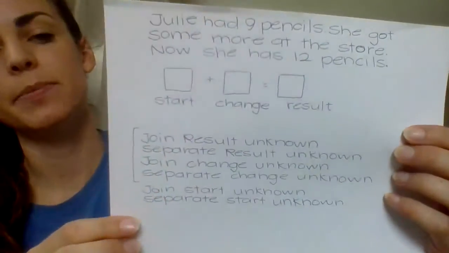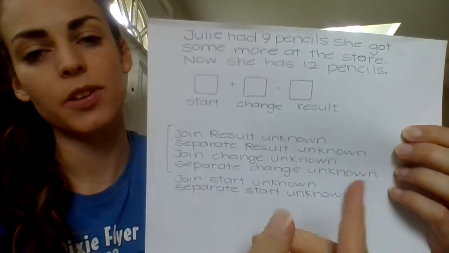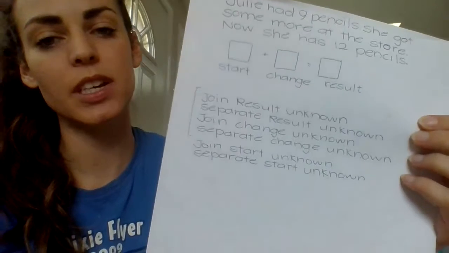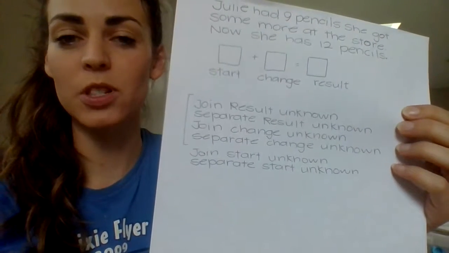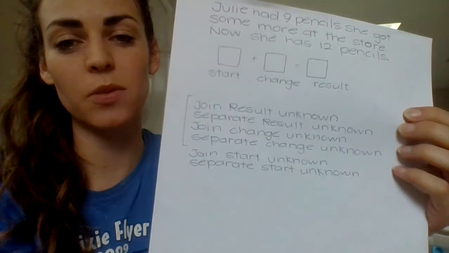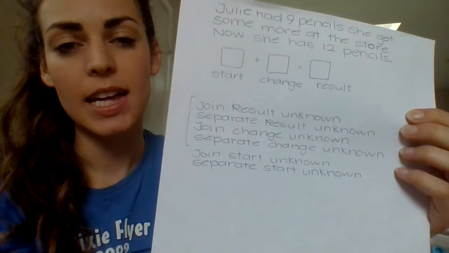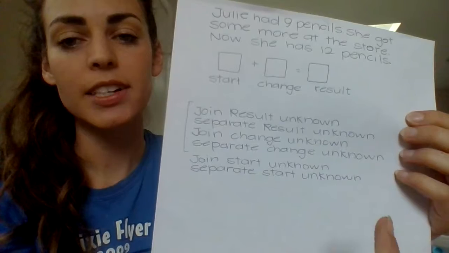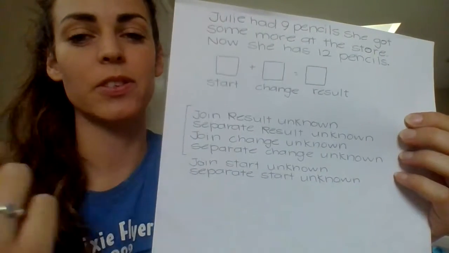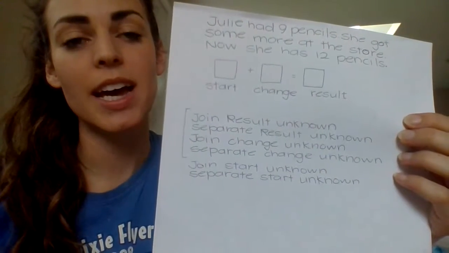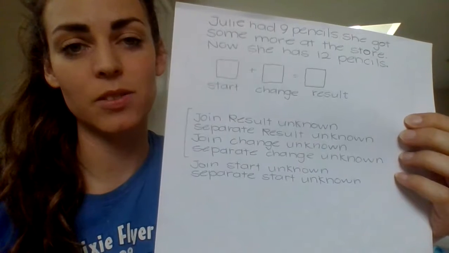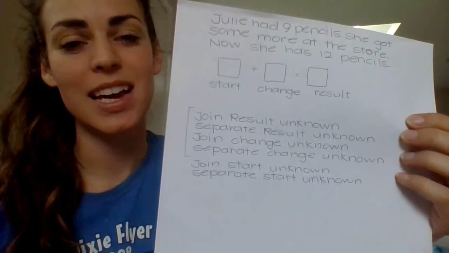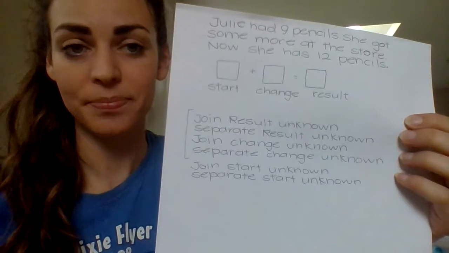We can set up the problems to have this sort of outline where there's a starting number, a change, and then the final result. The problems that are the most simple for students to solve are the join result unknown. And then the next easiest is separate result unknown. As you go down this list, the problems get harder for students when the change is unknown, and then definitely when the start is unknown. If the starting value is unknown, it's a lot harder for the students to model it, and it involves a lot of trial and error.